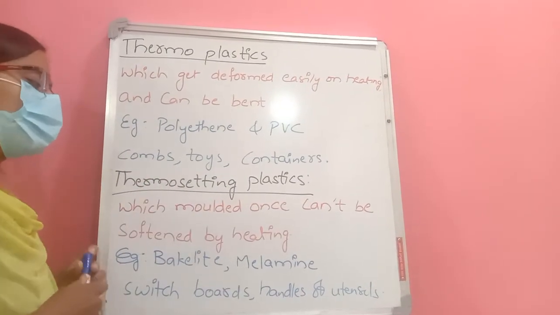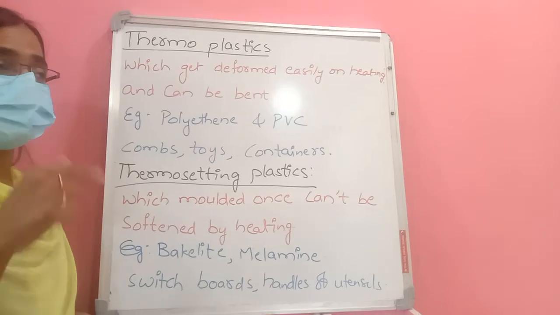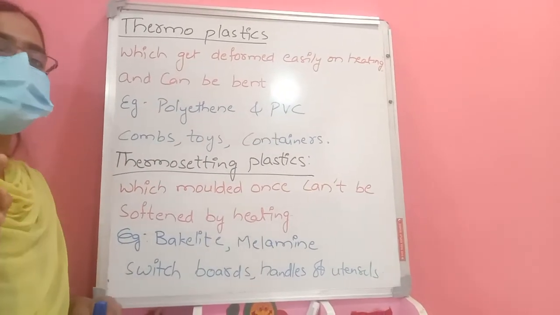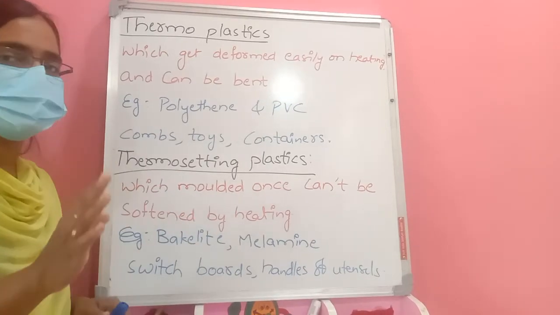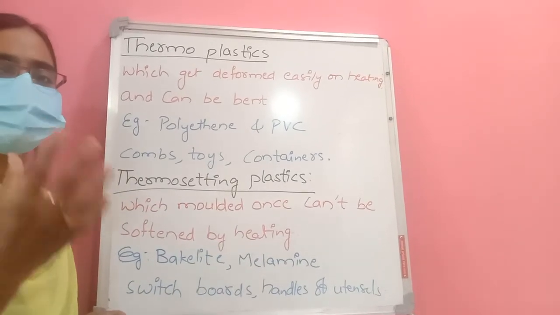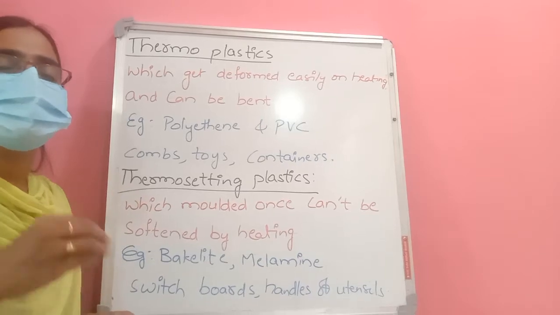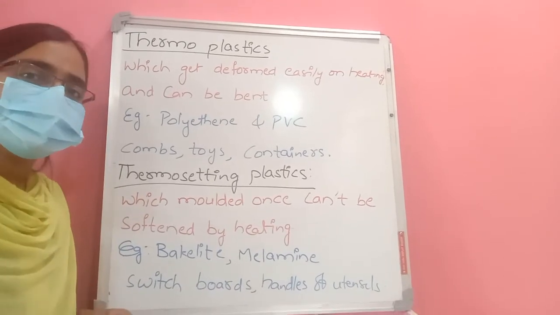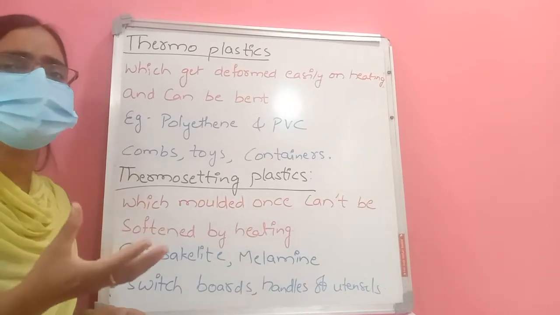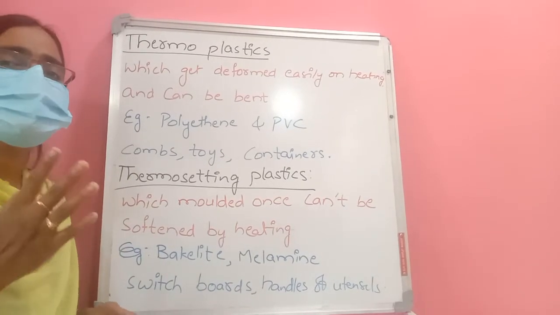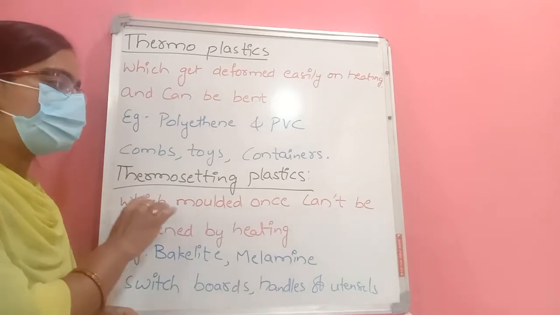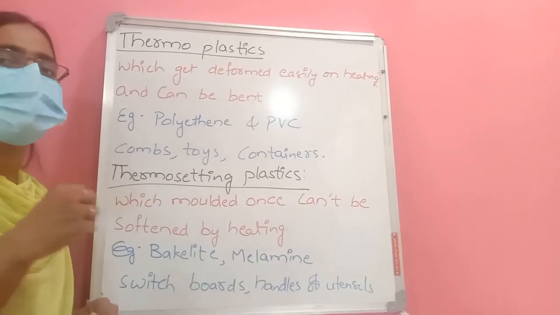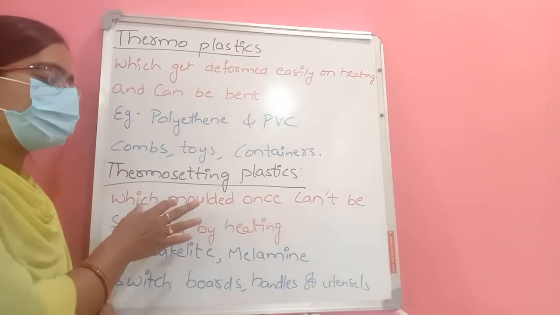Next, thermosetting plastics. Thermosetting plastics are opposite to thermoplastics: once molded, they cannot be softened by heating. If we mold them into one shape, then even by heating they cannot soften or melt again. If we heat again and again, they become very rigid, very strong, but they cannot melt. It means we should use these thermosetting plastics only one time. Once used, we have to throw them away. We cannot use them again and again.